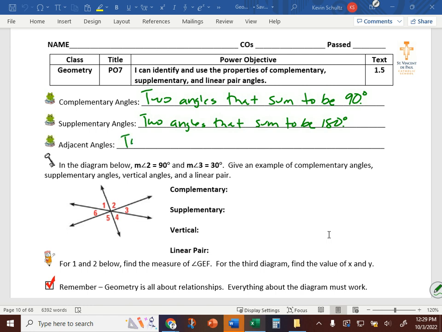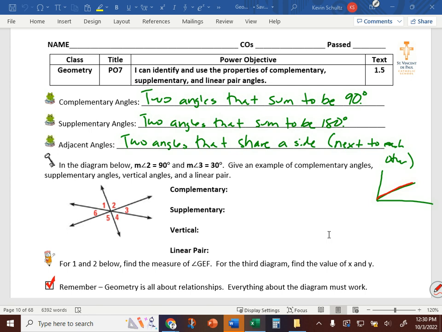They are two angles that share a side, or they're next to each other. Okay? Two angles that share a side, or in other words, they are next to each other. So an example of adjacent angles, right? The side that those two angles share would be in red there. They would be adjacent angles.